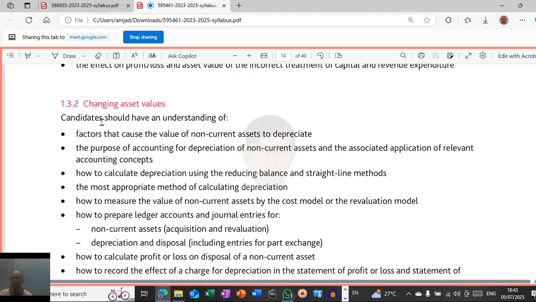Changing asset values. Candidates should have an understanding of the factors that cause the value of non-current assets to depreciate, the purpose of accounting for depreciation of non-current assets and the associated application of relevant accounting concepts, how to calculate depreciation using the reducing balance and straight line methods, and the most appropriate method of calculating depreciation. How to measure the value of non-current assets, the method of the cost model or revaluation model, how to prepare revaluation ledger accounts and journal entries for non-current assets acquisition, revaluation, depreciation and disposal, including entries for part exchange, how to calculate profit or loss on disposal of a non-current asset, and how to record the effect of the charge for depreciation in the statement of profit or loss and the statement of financial position.